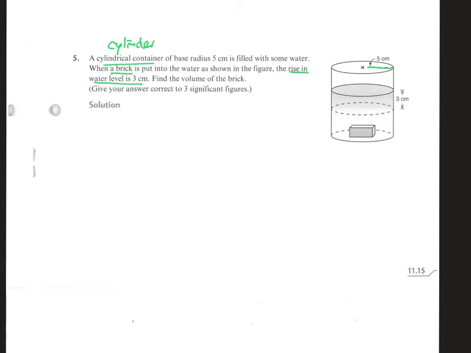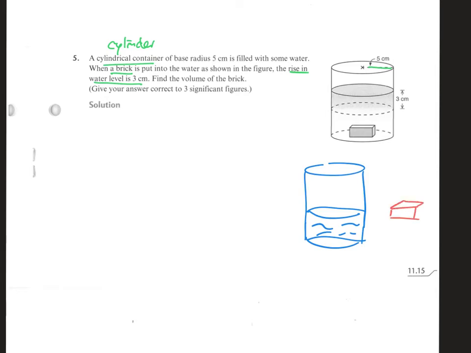Well, what does that mean? You can imagine the question is like this. First of all, you have a container, and there's a water level like this at first. Next, a brick is going to be put in the water. When you drop the block into the water, you expect there should be a rise in water level, right? And then it rises 3 cm. You can consider the rise in the water level here is exactly equal to the volume of the brick.